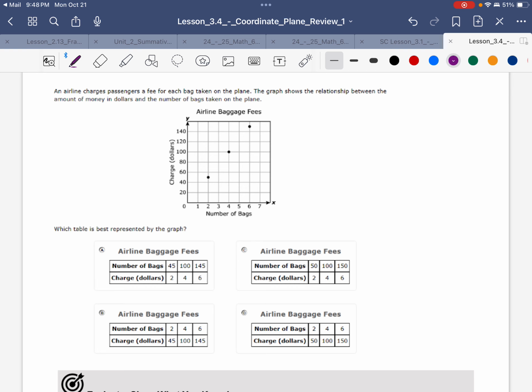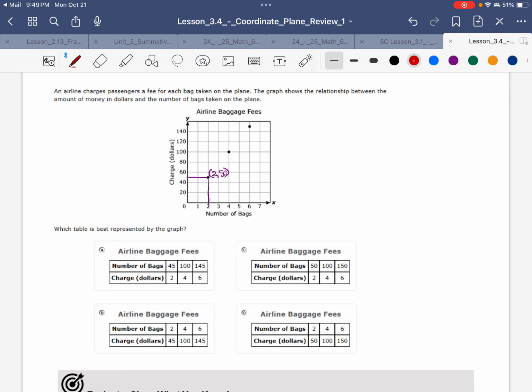An airline charges passengers a fee for each bag taken on the plane. The graph shows the relationship between an amount of money in dollars and the number of bags taken on the plane. Which table is represented by the graph? One thing I like to do here is I come in here and I actually write the coordinates. So 2, and because 2 here, that's our x. And then if we go over here in the middle, that's in between 40 and 60, so this would be about 50.